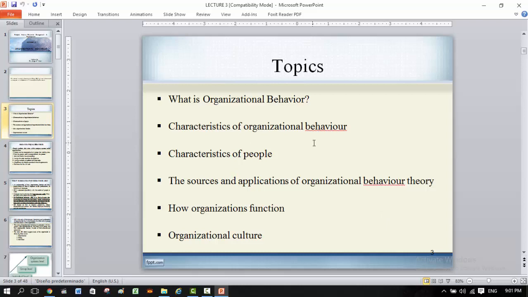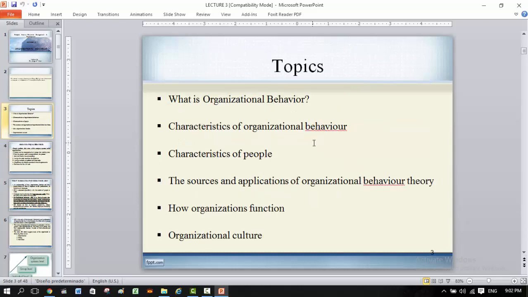After defining organizational behavior, we will discuss the characteristics of organizational behavior, which will be followed by the characteristics of the people who work in our organization. And the next topic will be the sources and application of organizational behavior theory. The next topic will be how organizations function, and the last topic will be organizational culture.